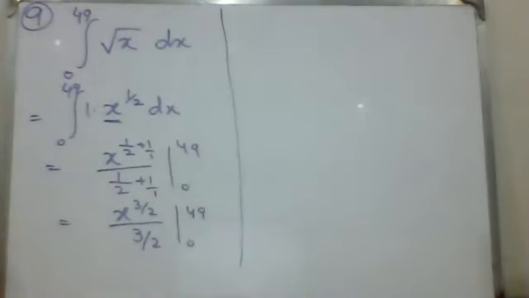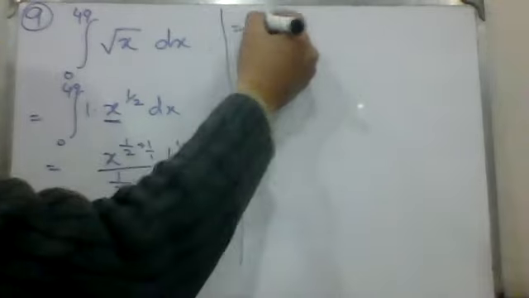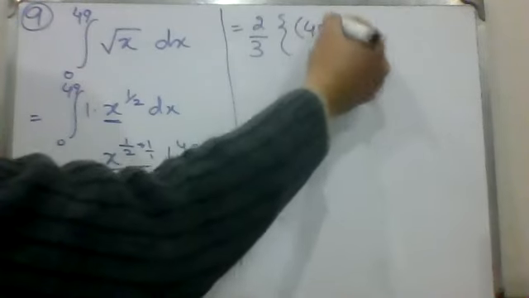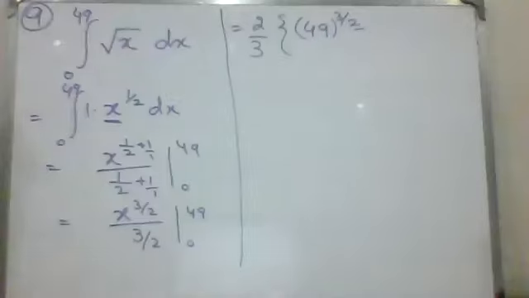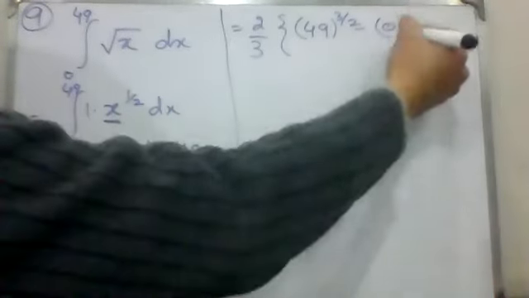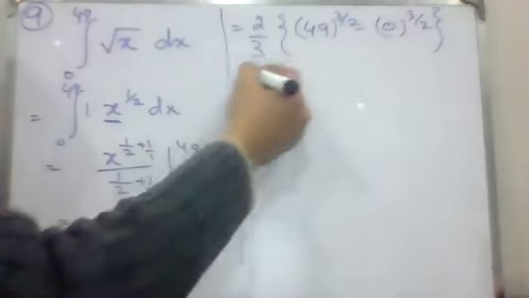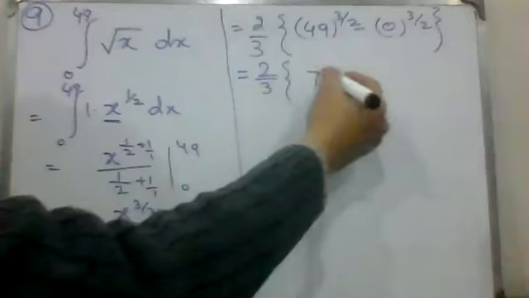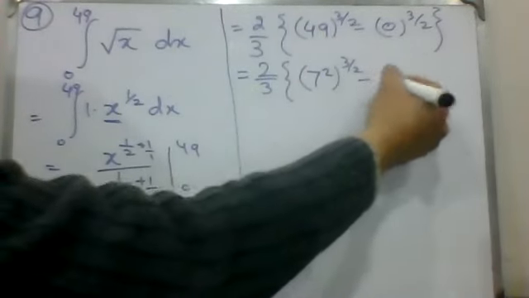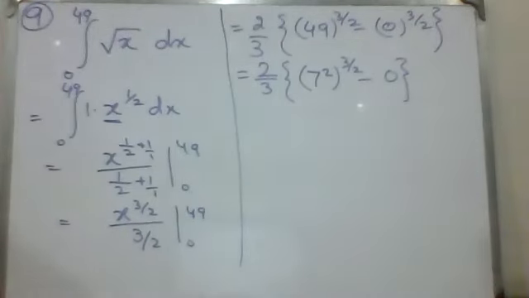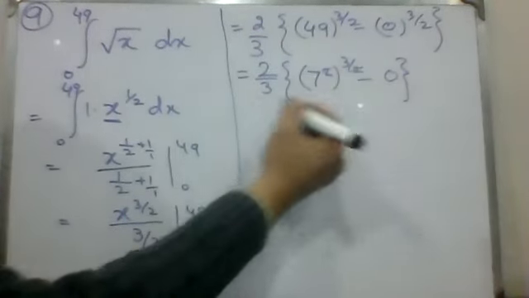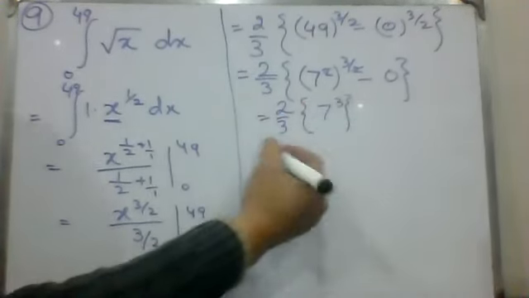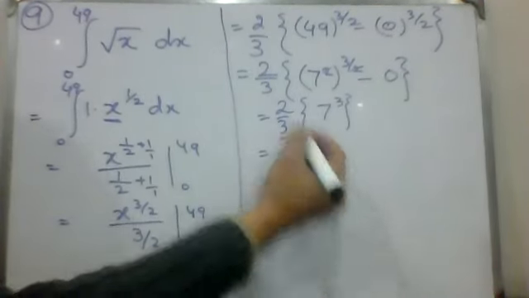Now here, we shifted that constant like that 2 and 2 3, and in the place of x we first put 49 whole power 3 by 2 minus 0 power 3 by 2, that is 2 by 3. We can write the 49 is written as 7 square whole power 3 by 2, and the second term is completely 0. So square is cancelled with square root. We get 7 power 3. So 7 power 3 is what?